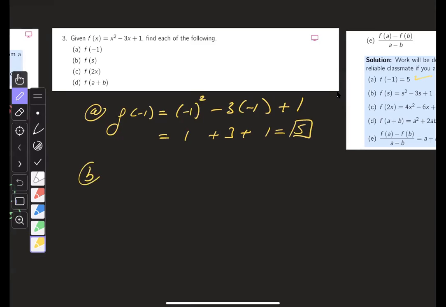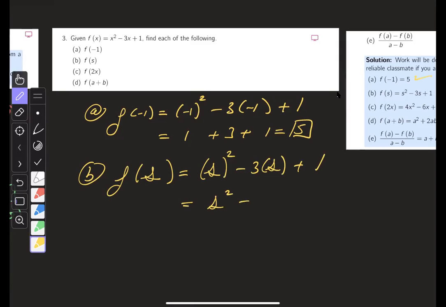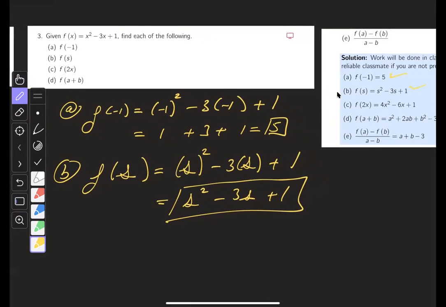Let's do B. What's B say? F of s. Well, I got to be honest with you. If I write the letter S down, it's going to look like the numeral 5. So I'm going to use the cursive s. What do we do? Parenthesize the variable and then plug it in. Now, what am I plugging in now? The letter s. What do you get over here? s squared minus 3s plus 1. All right. Again, if you look at that, I see that right over there.